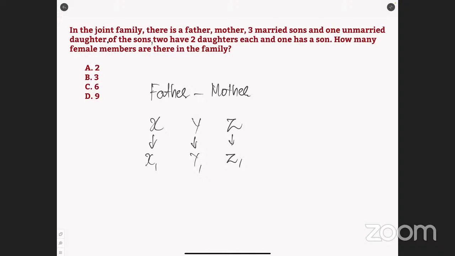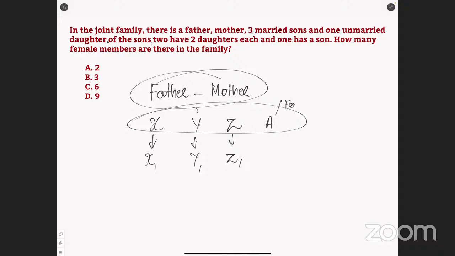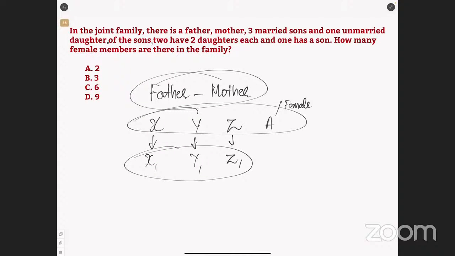Then 1 unmarried daughter, let's call her A. So the father-mother pair have 4 children, X, Y, Z, and A. A is the female member, and there are 3 females already as wives of their sons X, Y, and Z. Of the sons, 2 have 2 daughters each.